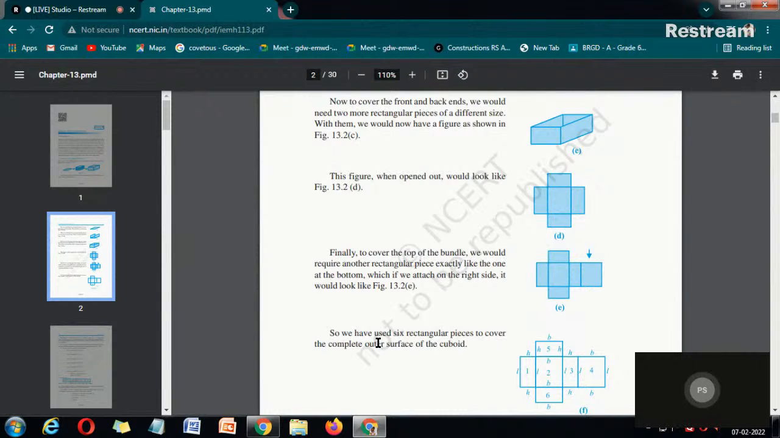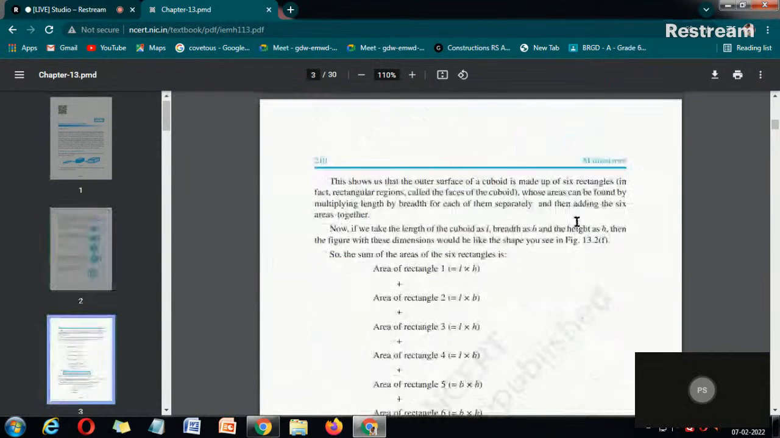Finally, to cover up the top of the bundle, we would require another rectangular piece exactly like the one at the bottom, which if we attach on the right side, would look like figure 13.2e. So we have used six rectangular pieces to cover the complete outer surface of the cuboid. Please try these activities because you will understand how a cuboid is formed. A cuboid is formed of six rectangles. This is the summary of this.